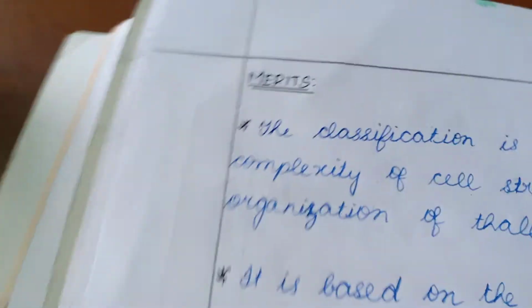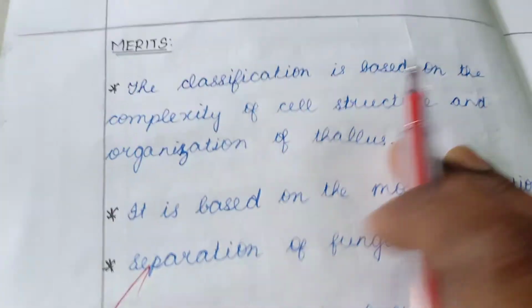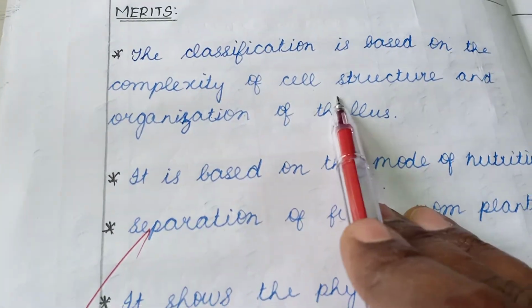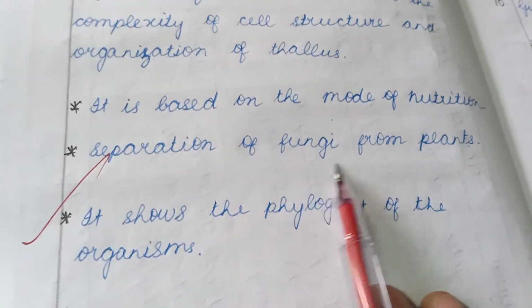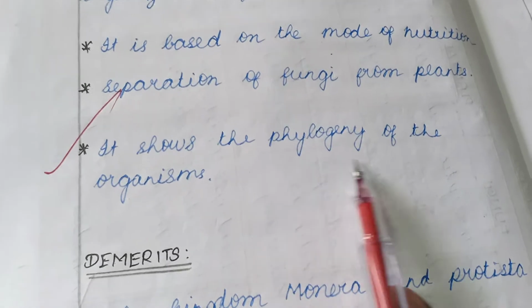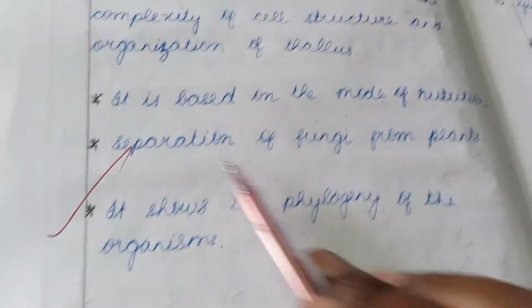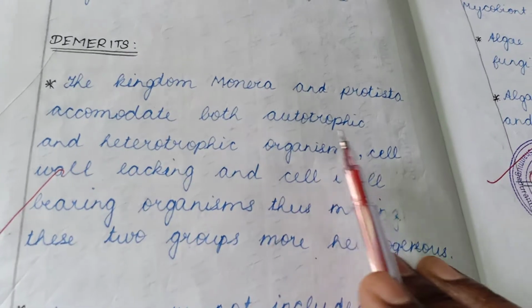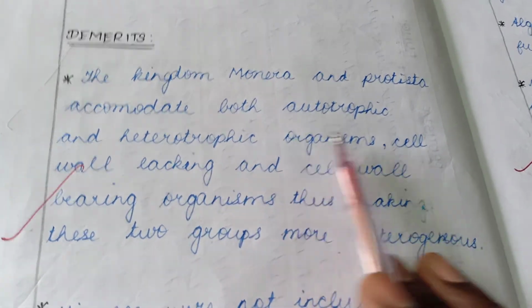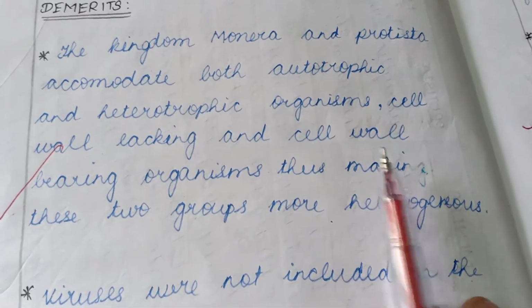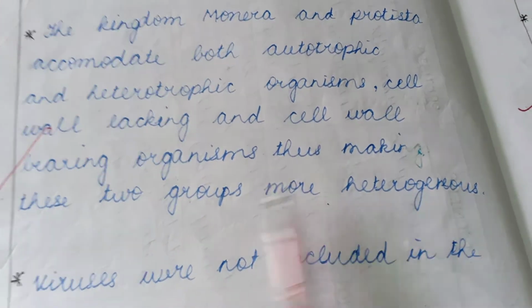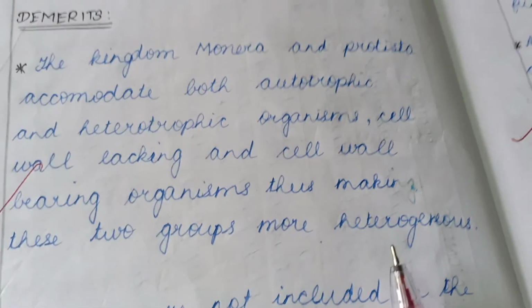Now coming to the merits and demerits. The classification is based on the complexity of the cell. It is based on mode of nutrition, separation of fungi from plants, and phylogeny of the organism. So these are the merits. Coming to demerits, the kingdoms Monera and Protista accommodate both autotroph and heterotroph, cell wall lacking and cell wall bearing organisms, thus making these two groups more heterogeneous.